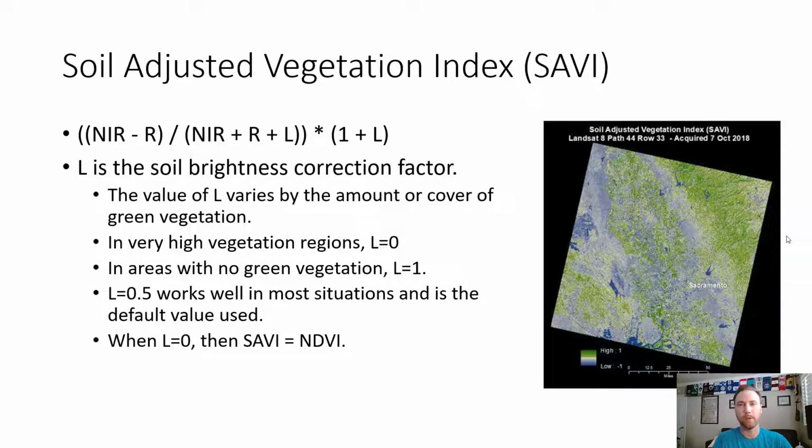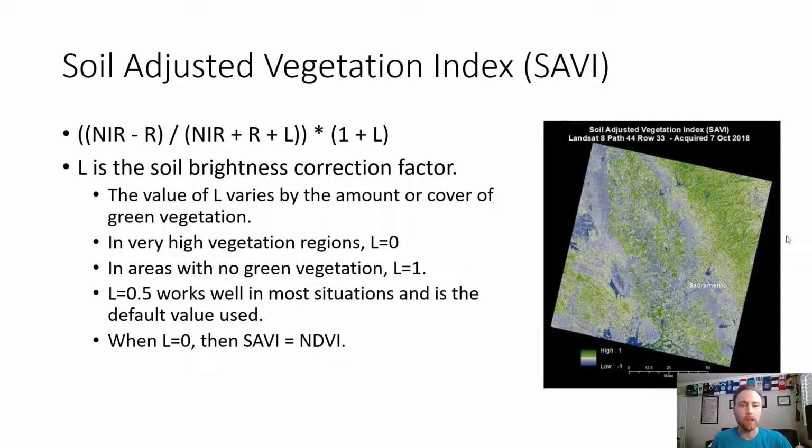Again, you don't need to remember the formula here. You just need to know what the end result is. So L is the soil brightness correction factor. That's what separates SAVI from NDVI. The value of L varies by the amount or the cover of green vegetation. In very high vegetation areas, L is 0. In areas with little to no green vegetation, L is 1.